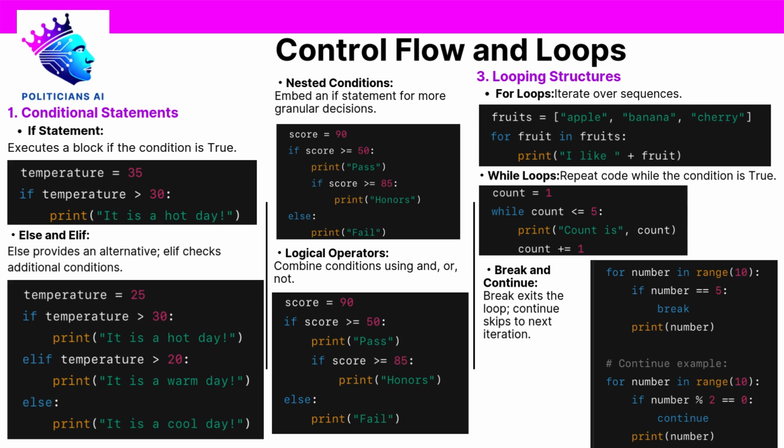In contrast, the continue statement skips the remainder of the current loop iteration and moves directly to the next iteration. This can be useful if you want to ignore certain cases, such as when processing even numbers, and only act on odd ones.